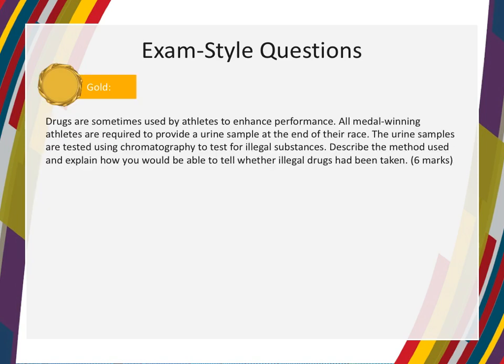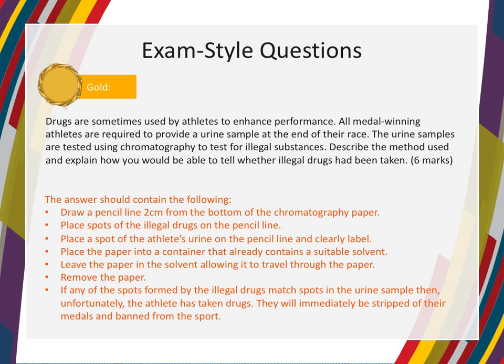Right, the gold question. Drugs are sometimes used by athletes to enhance their performances. All medal-winning athletes are required to provide a urine sample at the end of their race. The urine samples are tested using chromatography to test for illegal substances. Describe the method used and explain how you'd be able to tell whether illegal drugs had been taken. That is really key to get all of your full marks in the question. So have a go at that.